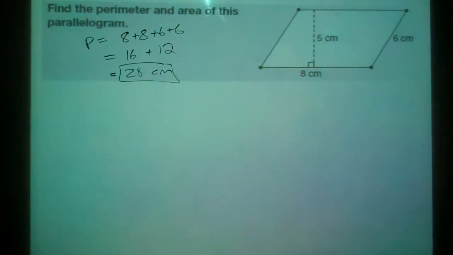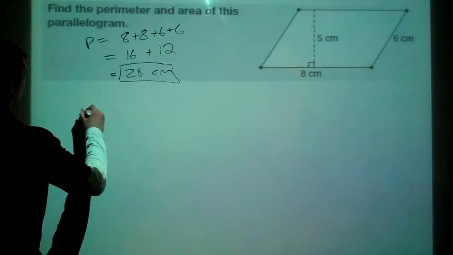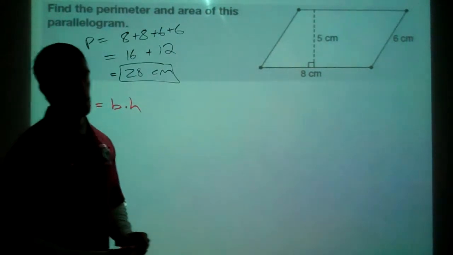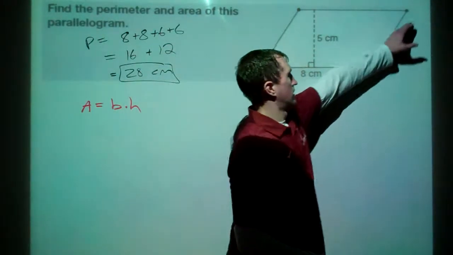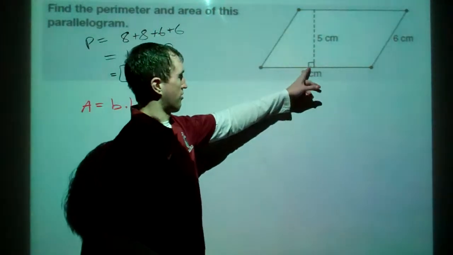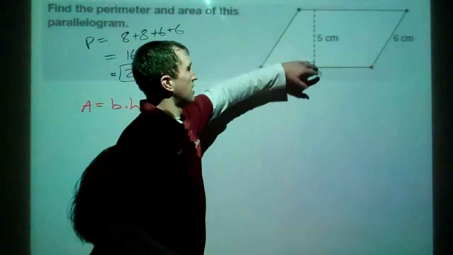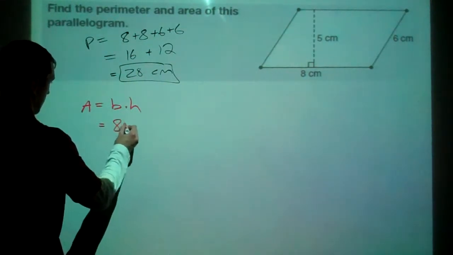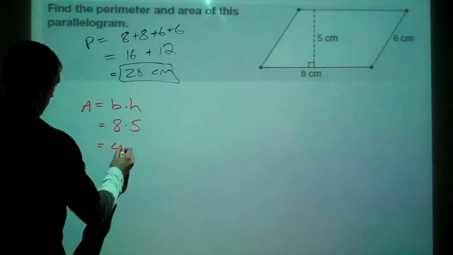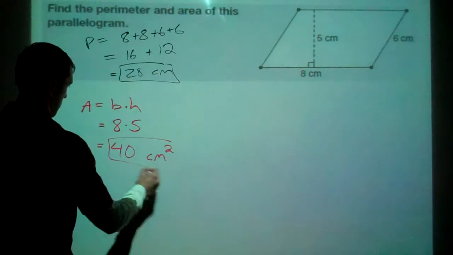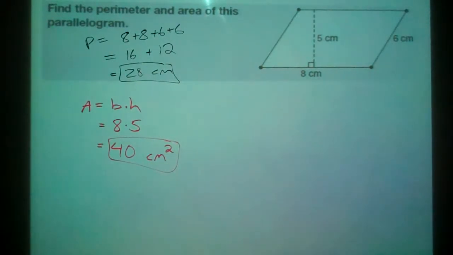Now for area, we're going to do base times height. And what they're going to do is throw in this slanted part right here. That is not our height, remember. Our height makes a 90-degree angle with the base. So our base is 8, our height is 5. 8 times 5 is 40, and it's going to be centimeters squared because we're talking area. Alright, so that's a very basic area of a parallelogram problem.